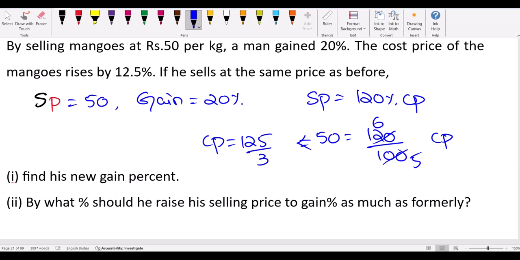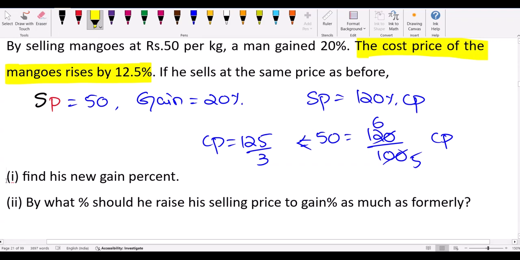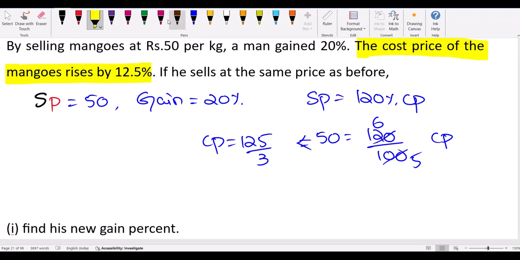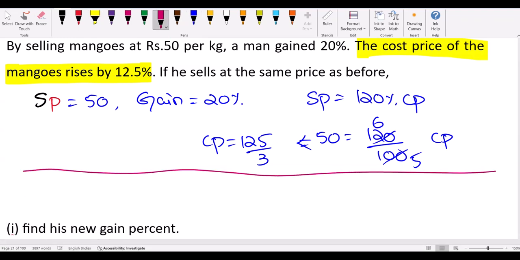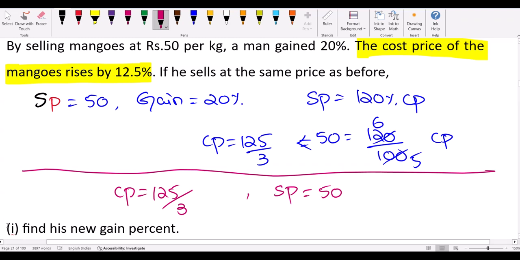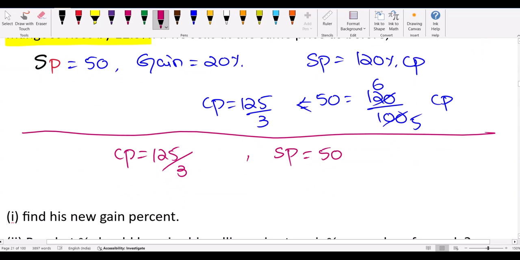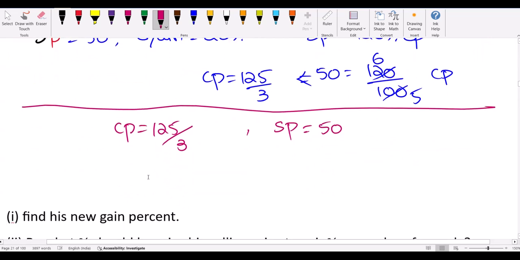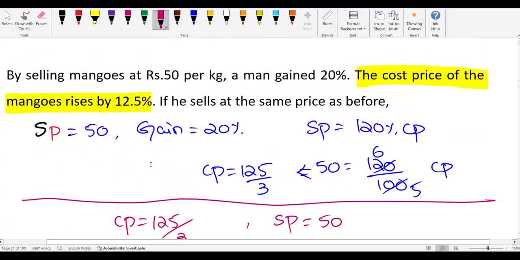But now they have given in the question that the cost price increased by 12.5 percent. Initially the cost price is how much? We got it as 125 divided by 3. Now see the question, very important inputs are given. Cost price is 125 divided by 3. Selling price is 50. Now they are increasing the cost price. When cost price is increased, you will get less profit. That's what they're asking: the new gain percentage, the new profit percentage.